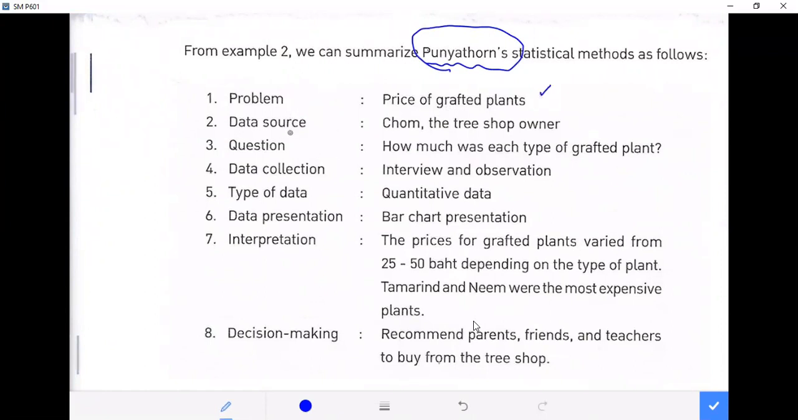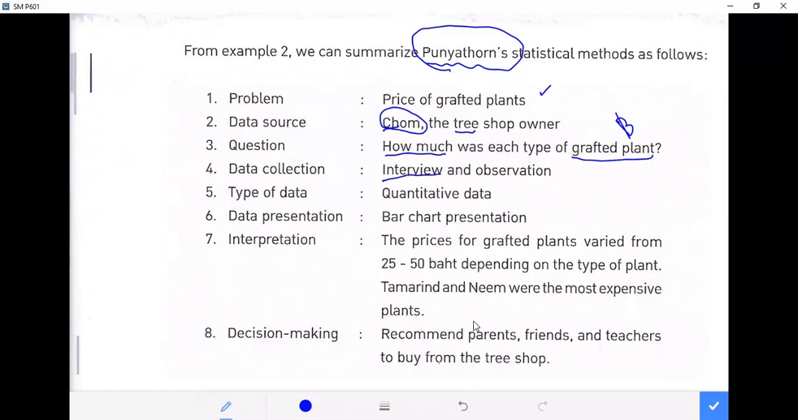And then the data source: he goes to ask Mr. Dom. Hey Dom, can I ask you some questions? How much are your trees? What's the price of your trees? The question is: how much was each type of grafted plant? He wants to know the price, in baht.